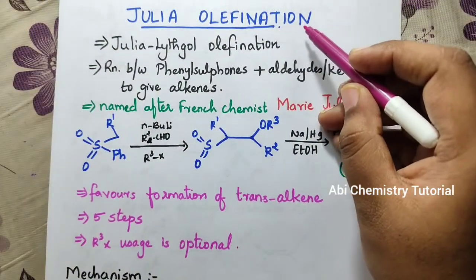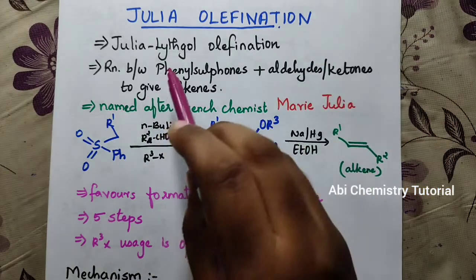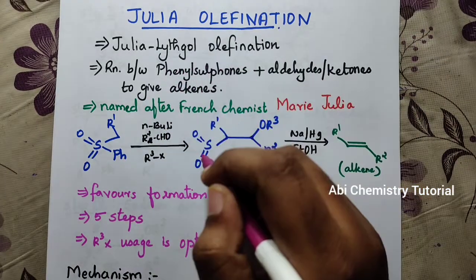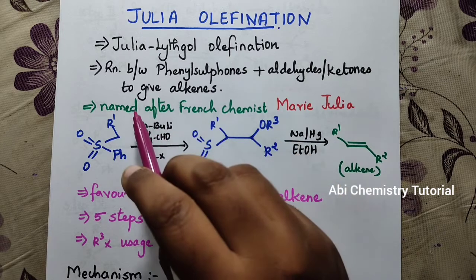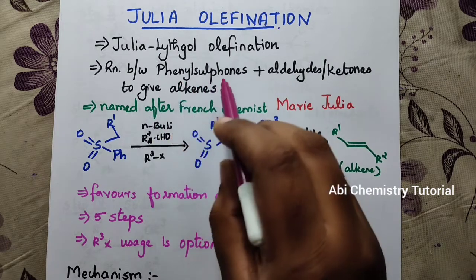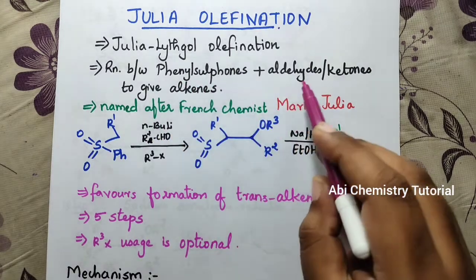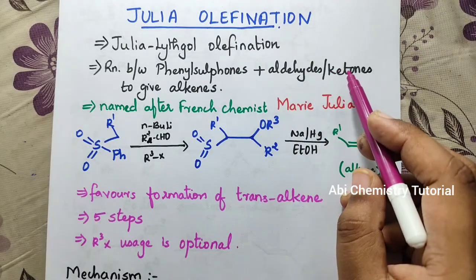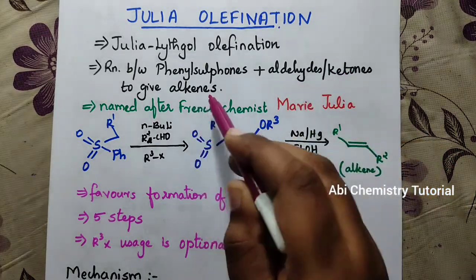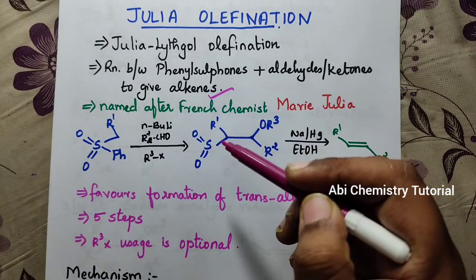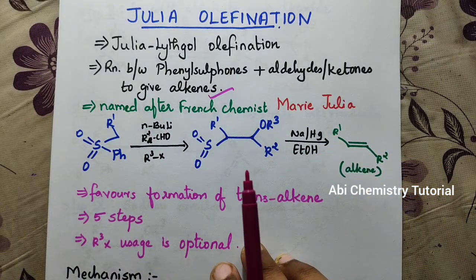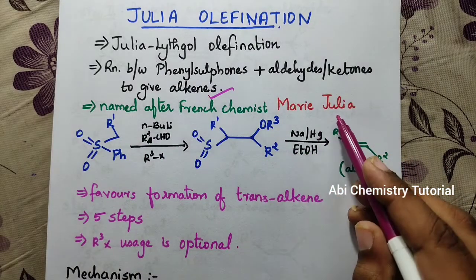Julia Olefination. It is also called Julia-Lythgoe Olefination. So what is Julia Olefination? It is the reaction between phenyl sulfones and an aldehyde or ketone. The final product we get will be an alkene. It is named after a French chemist, Marc Julia.